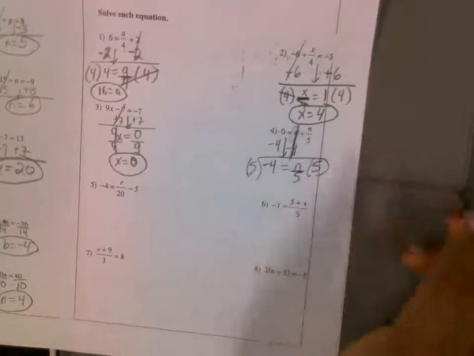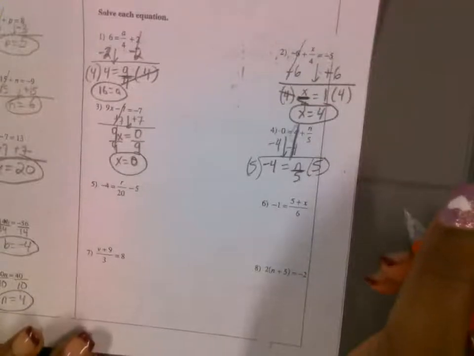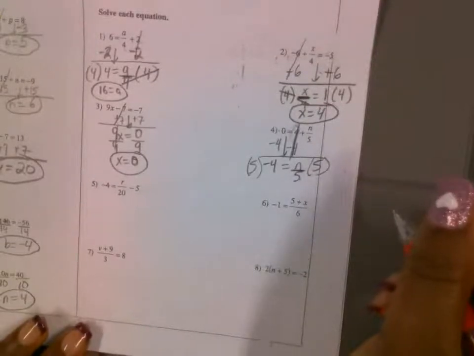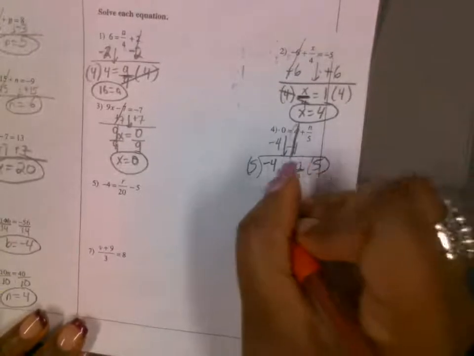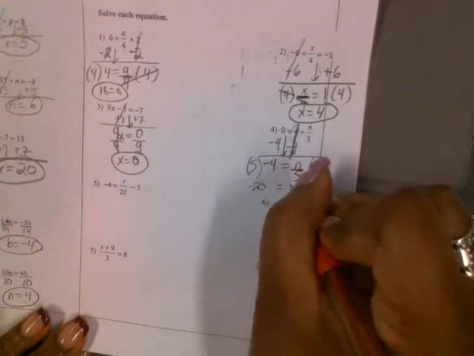What's 5 times a negative 4? What's 5 times a negative 4? Lucy? Yeah, that's okay. Negative 20. Yes, all right. N is negative 20. This cancels out, okay?